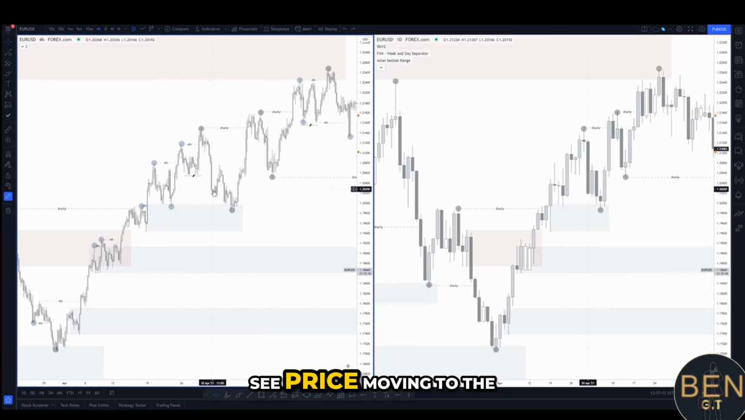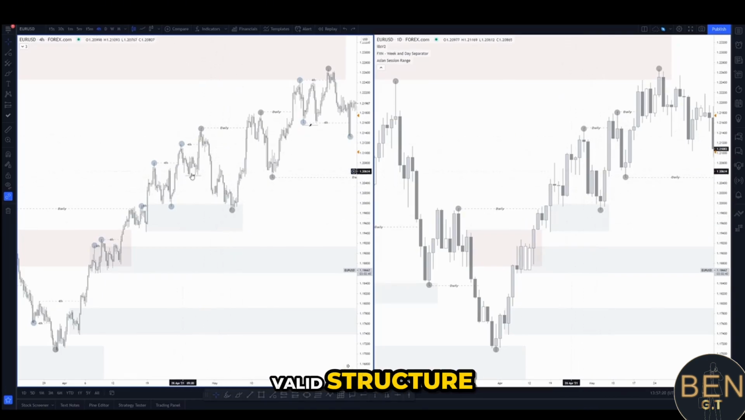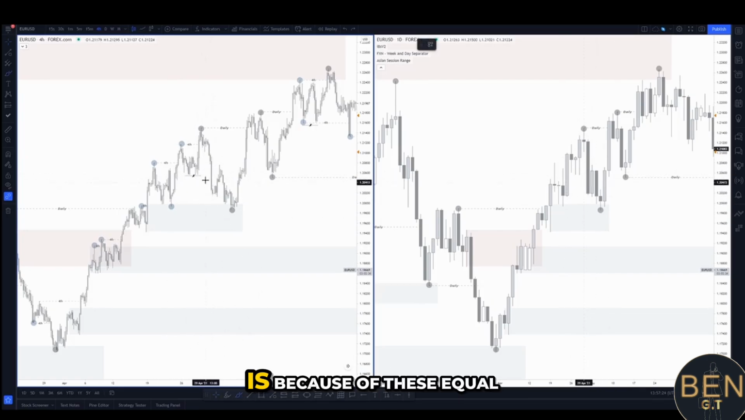And then we start to see price moving to the downside. In this case, price doesn't actually break true valid structure. The reason this point is not viewed as structure is because of these equal lows, which is an area of liquidity. We'll touch on liquidity a little bit later on, but something to keep in mind as we progress through.